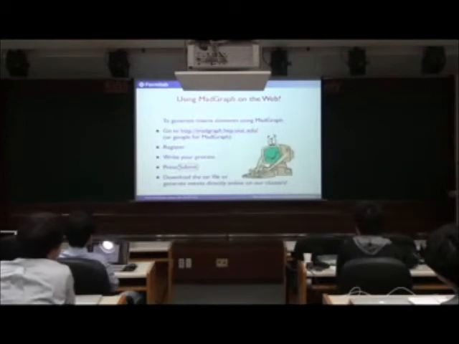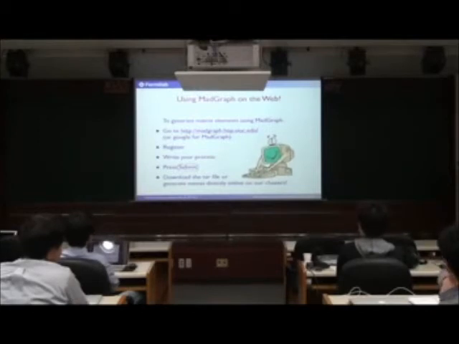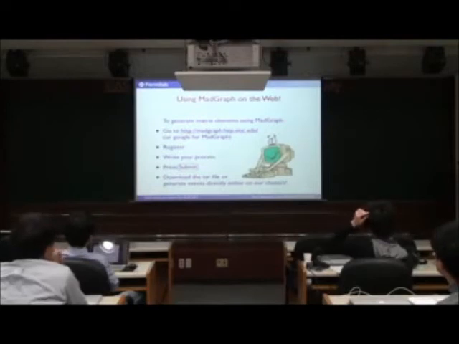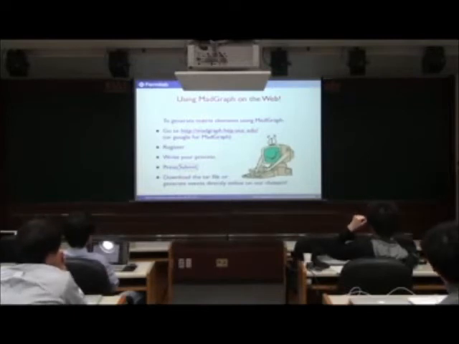You register if you haven't done it already. I think you all registered already. You type in your process. That's what it's doing here. You press submit. And then you can either download the tar file that you get or generate events directly online on our clusters. So in principle, if you have an account and you're allowed to generate events directly online, you can use your iPhone to do it.